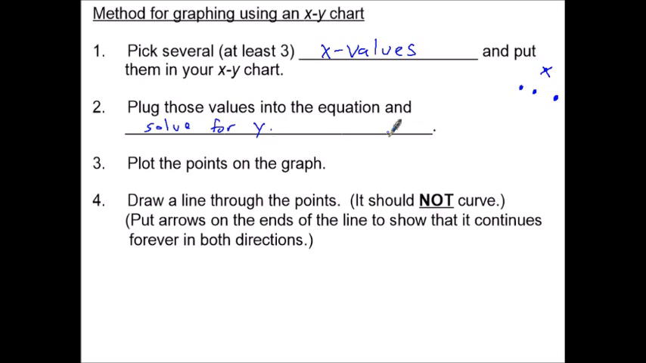Okay, and once we do that, of course, I'll have an x that I picked and a y that I figured out, so that'll give me an x and a y, which is enough for a point that I can plot. So that's basically step 3, plot the points on the graph, and then we're going to draw a line through the points, and as I said earlier, it should not curve. We're doing lines, so it should be nice and straight. And again, put arrows on the ends of the line to show it continues forever in both directions. Okay, those are the steps we're going to follow. Let's try a few out.